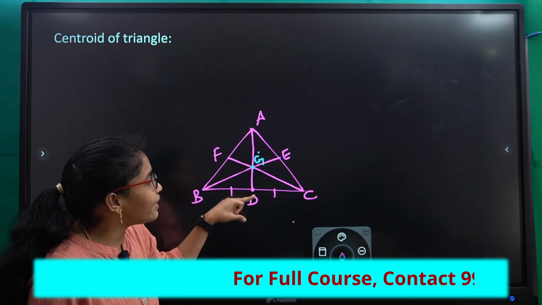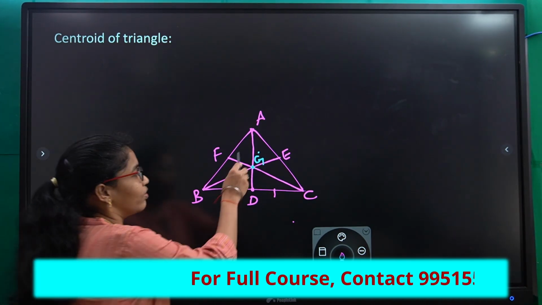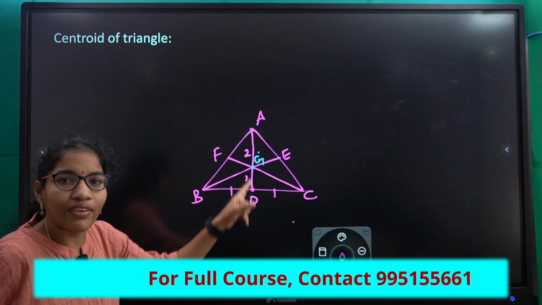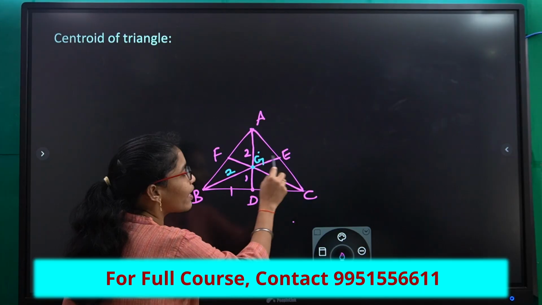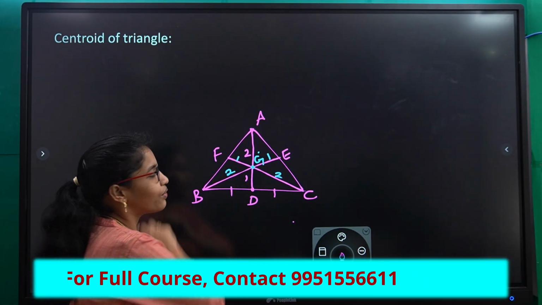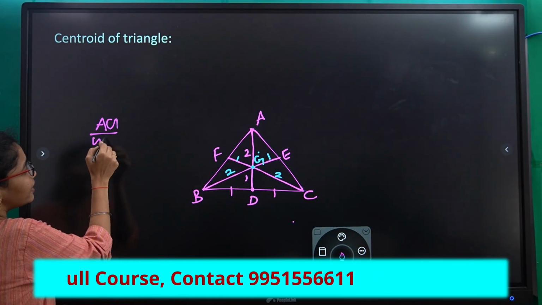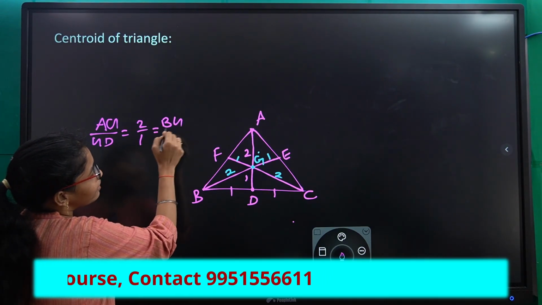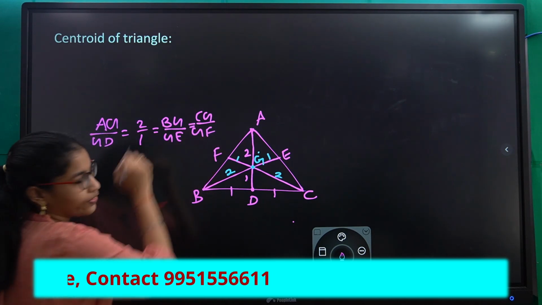So this centroid divides the median in which ratio? In the 2:1 ratio, right? The centroid divides the given median into a 2:1 ratio. Here also, AZ is 2 parts and ZD is 1 part, BZ is 2 parts and ZE 1 part, CZ 2 parts and ZF 1 part, right? So from this, what can I write here? AZ by ZD equals 2/1, which equals BZ by ZE, which equals CZ by ZF.